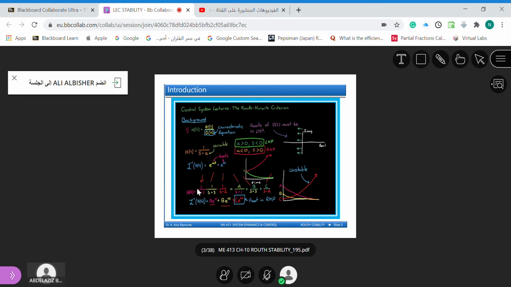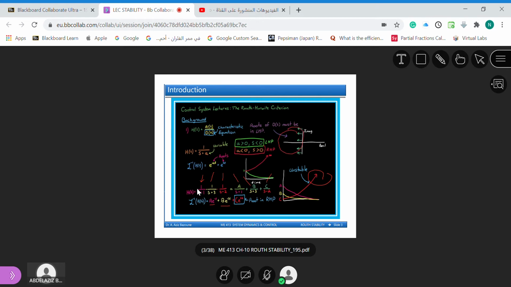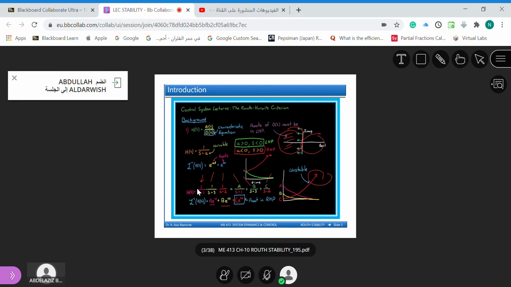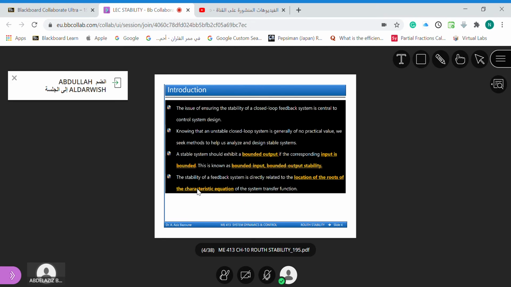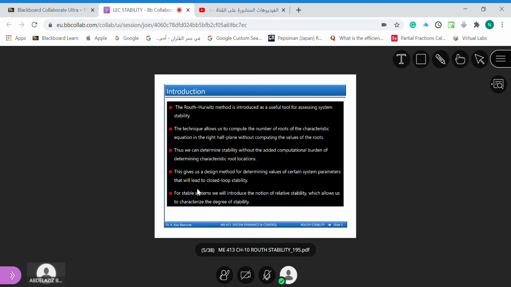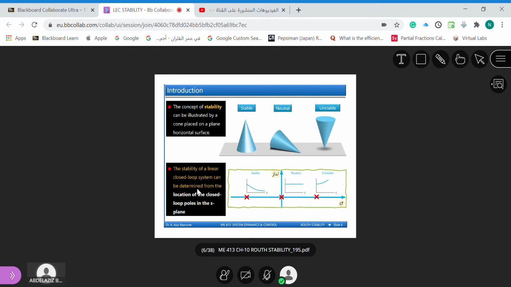C exponential 2t, it will be increasing with time. So here, for the system to be stable, it has to have the poles in the left-hand side plane. The poles must lie here in the left-hand side plane. If the pole lies here, the system will be unstable. This is the basic idea, and this is the main idea of stability.